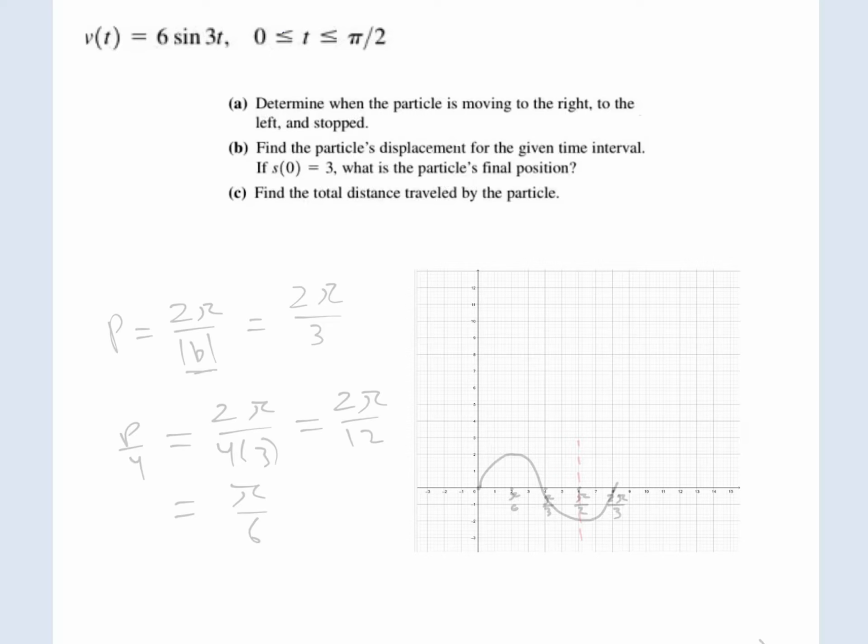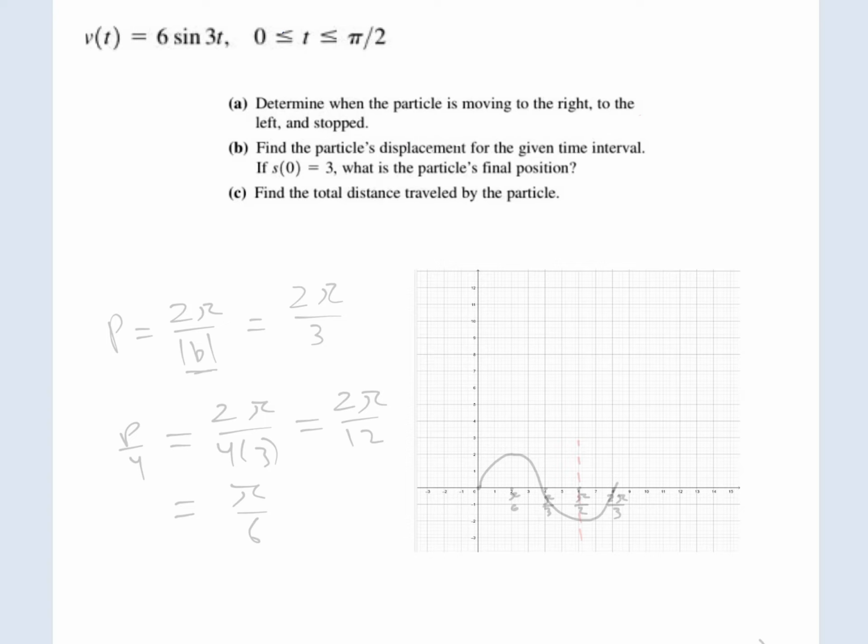Hi, my name is Khaled Ali, and this is my term 2 math project where I'll solve an integral as net change question. The function is the velocity function 6 sine 3t, and the interval is from 0 to pi over 2. In this problem I'll determine three things: when the particle is moving to the right, to the left, and stopped; the particle's displacement over the given time interval; and the total distance traveled by the particle.